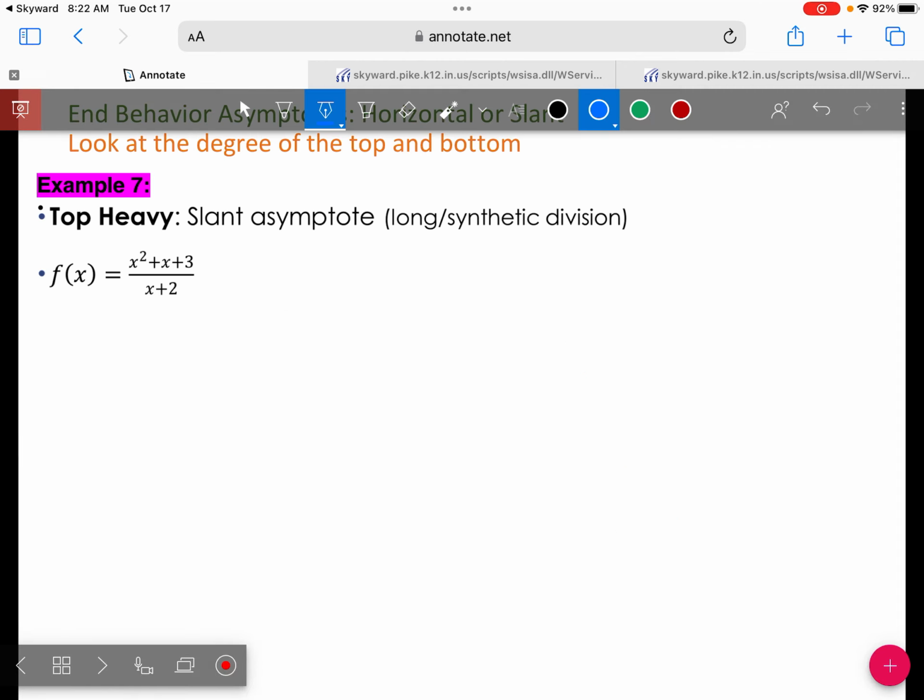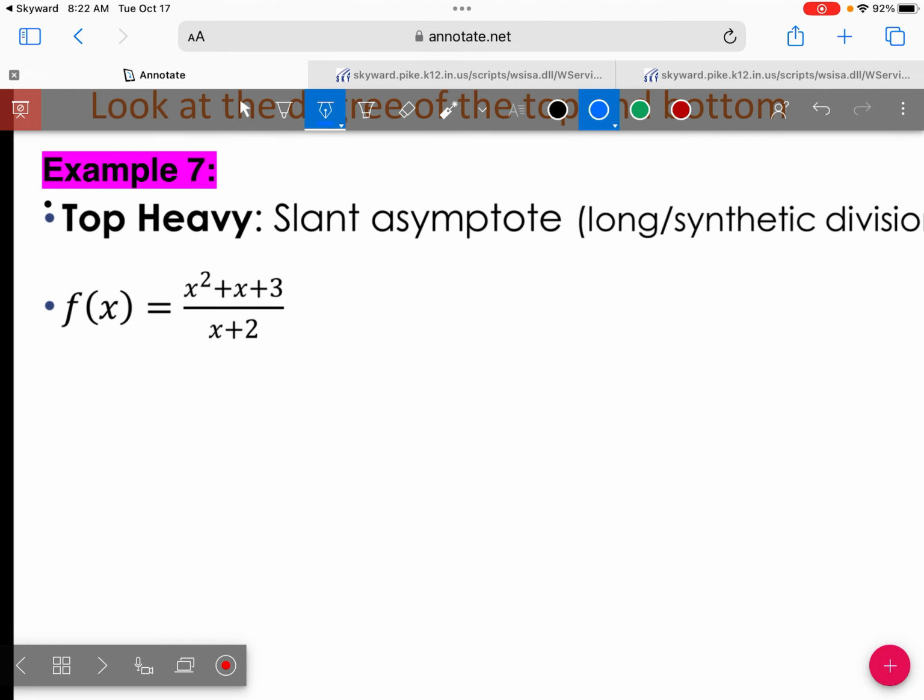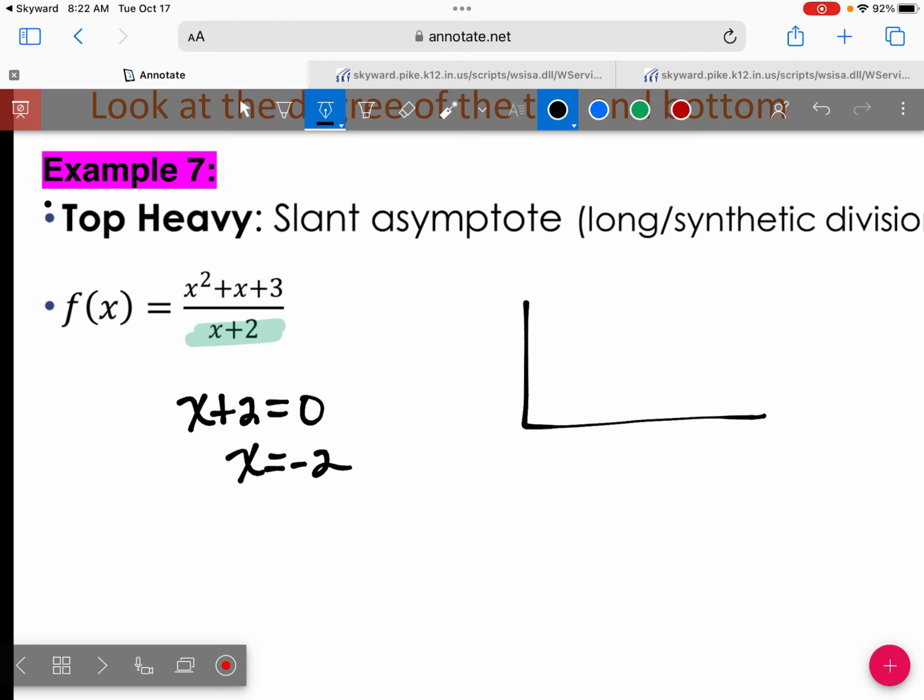Now, what if it is higher in the top? Let's look at example 7. If it's higher in the top, we have to do synthetic division with the L. I'm gonna make my little L. So you're gonna set that equal to 0. And when you set that equal to 0, if x plus 2 equals 0, that means x equals -2. Put that -2 right here.